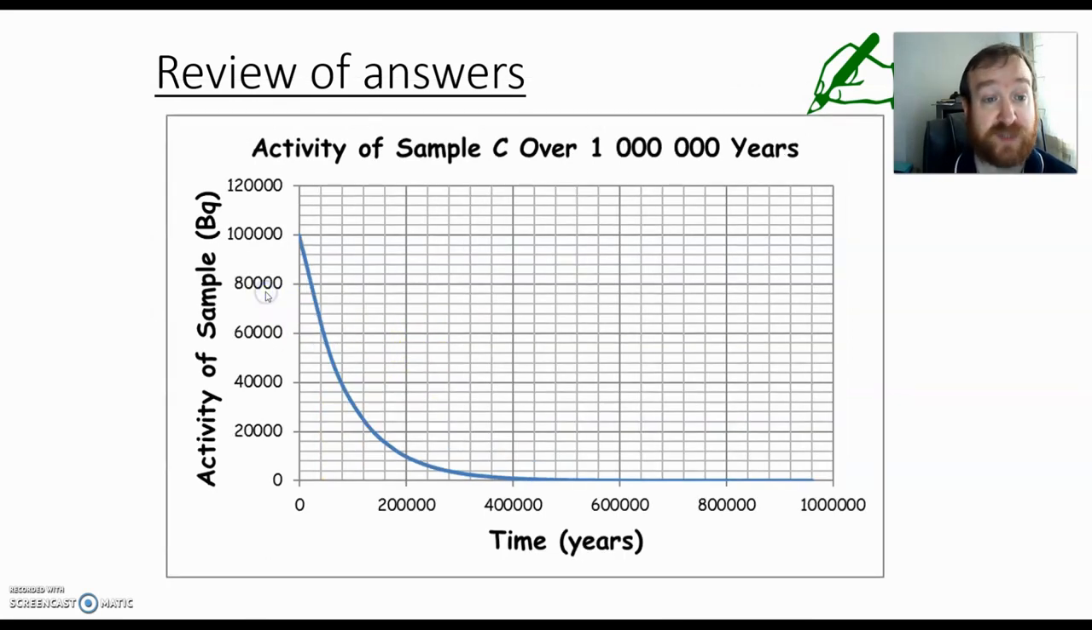And sample C, this one we started at 100,000, half of 100,000 is 50,000, we move along, we go down, and this time the answer is about 60,000 years. Okay, I'll give anywhere from 40,000 to 80,000 years. Okay, and that's the first part of how we can calculate half-lives.